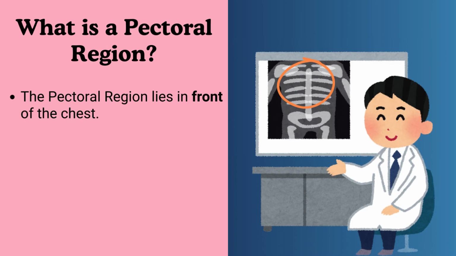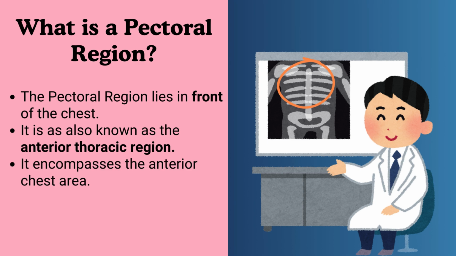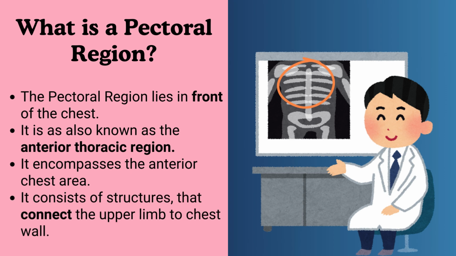The pectoral region lies in front of the chest. It is also known as the anterior thoracic region. It encompasses the anterior chest area. It consists of structures that connect the upper limb to the chest wall.